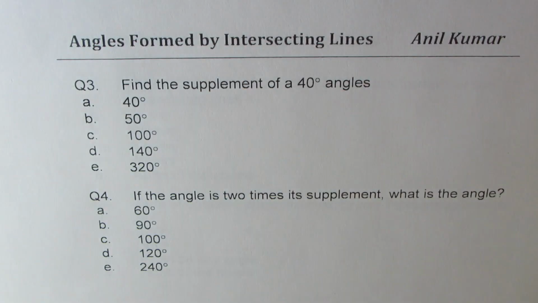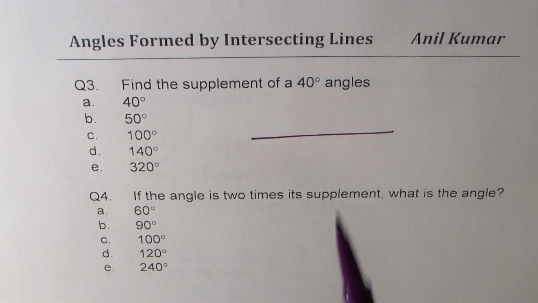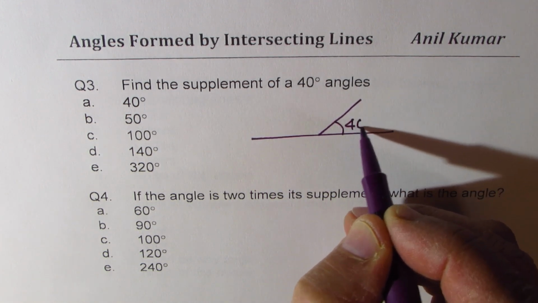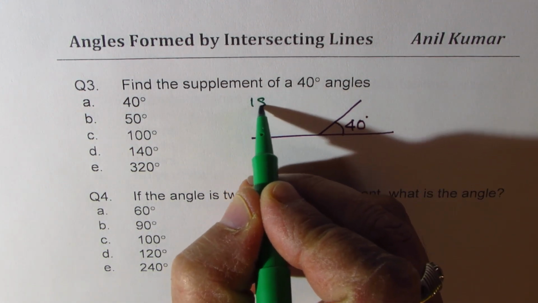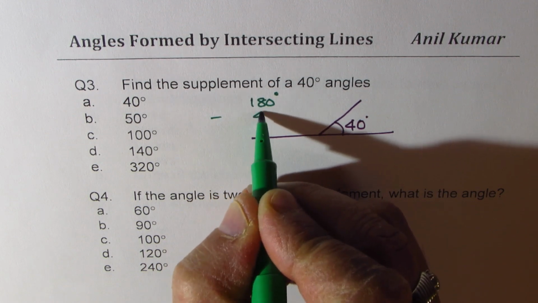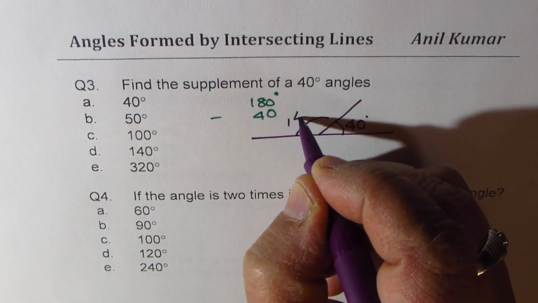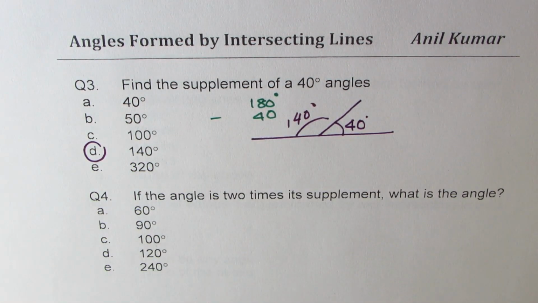Okay. Question number 3. Find the supplement of a 40-degree angle. Supplementary angles are the angles which form 180 degrees, right? So if one is 40 degrees, the other should be how much? The other has to be 180 degrees, take away 40 degrees, correct? So the other angle should be 140 degrees. So the option D is the right option.